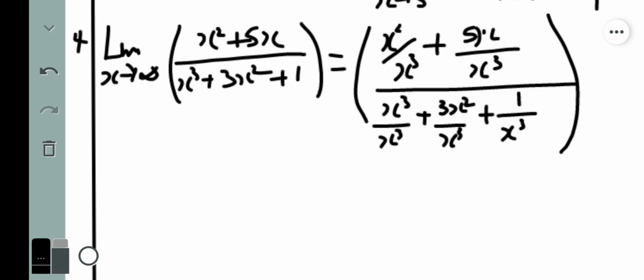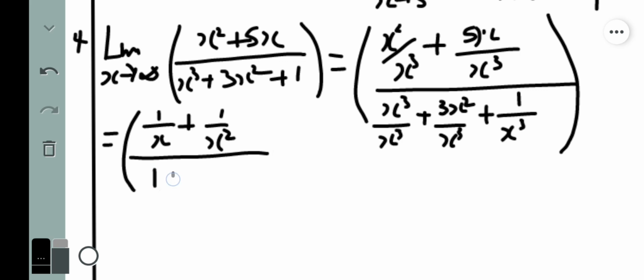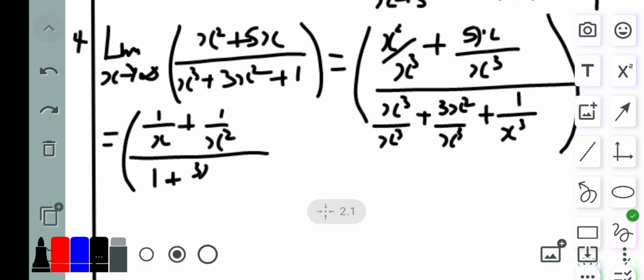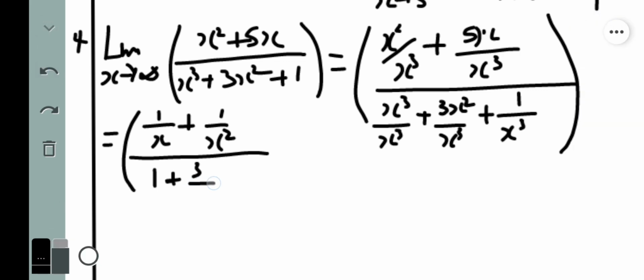So what do you do at this point? After dividing, what do you have left here? We have 1 over x left, since one x cancels. We have 1 over x squared, divided by 1 plus 3 over x, and what else? Plus 1 over x cubed. Okay, so we have this at the end of the day.